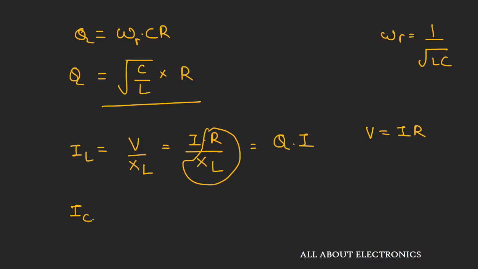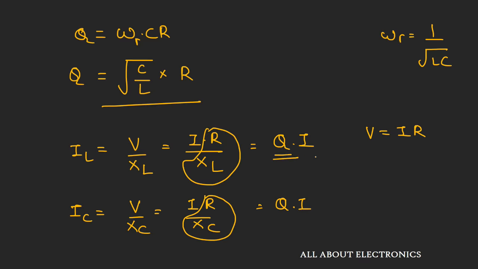Similarly, the capacitor current can be written as V over XC, and we can write it as I into R over XC. Again this term is nothing but Q into I. So at resonant frequency the current flowing through the inductor and capacitor is magnified by the value of the quality factor Q. So this parallel RLC circuit is known as the current magnifier circuit, while the series resonant circuit is known as the voltage magnifier circuit.